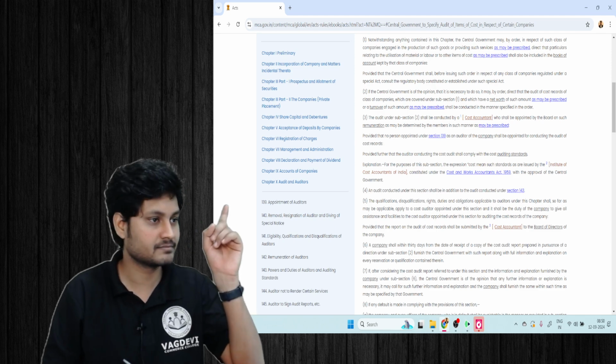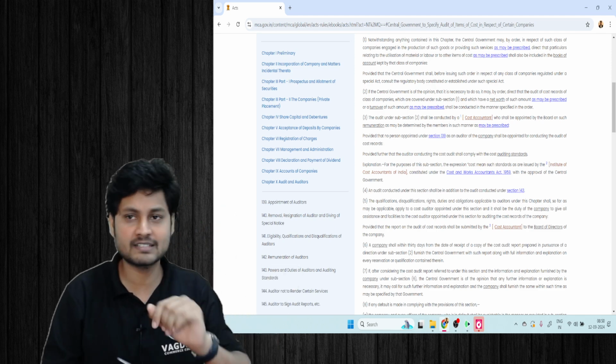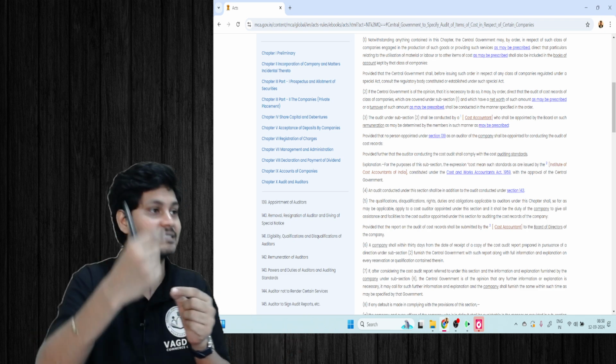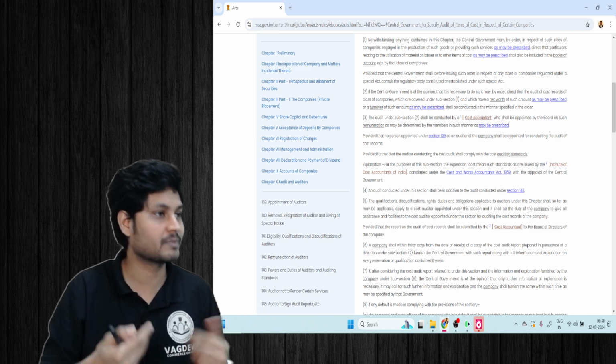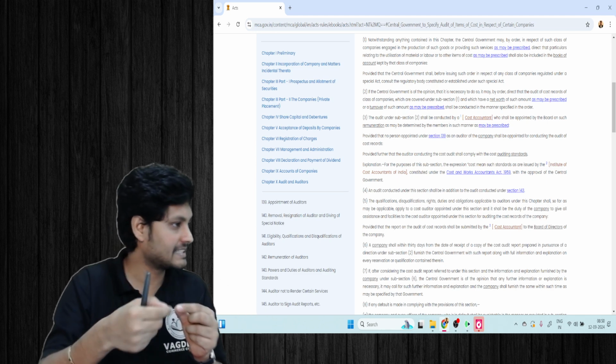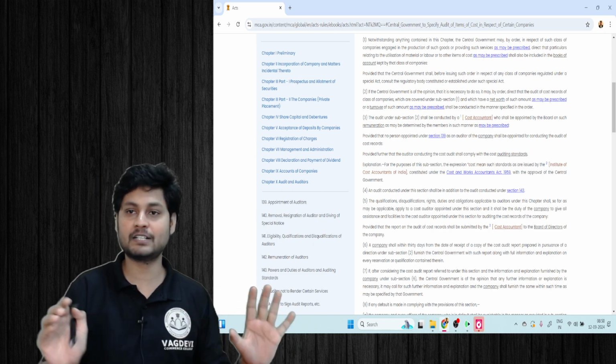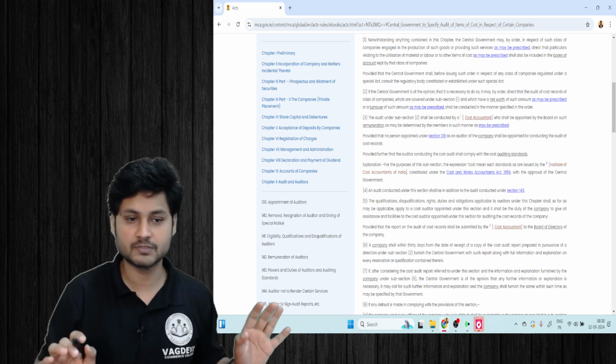So before the order is made, the central government needs to communicate with whom? That authority. Who is that authority? For the telecom industry, it is TRAI. So we need to consult them. The central government, before it makes any order, needs to communicate with the respective regulatory authorities. That's it.